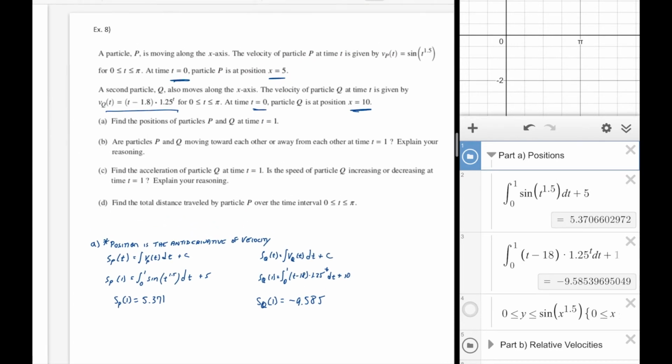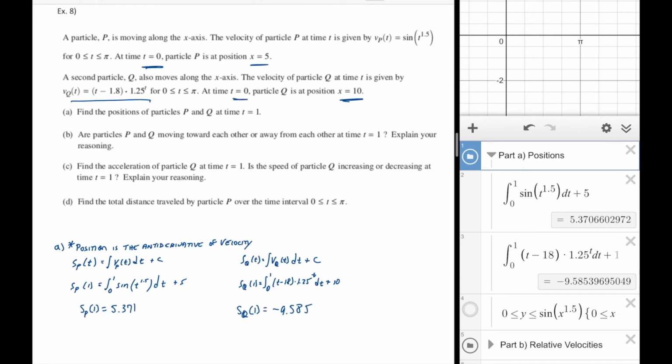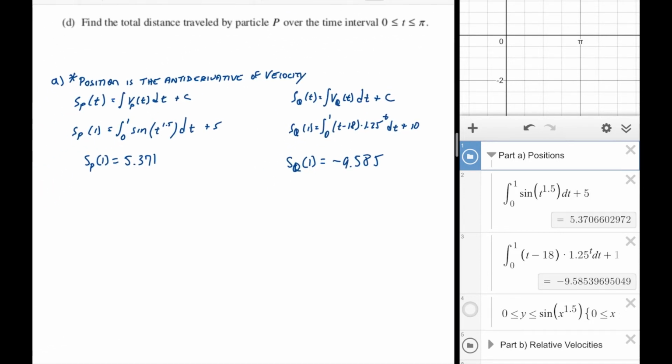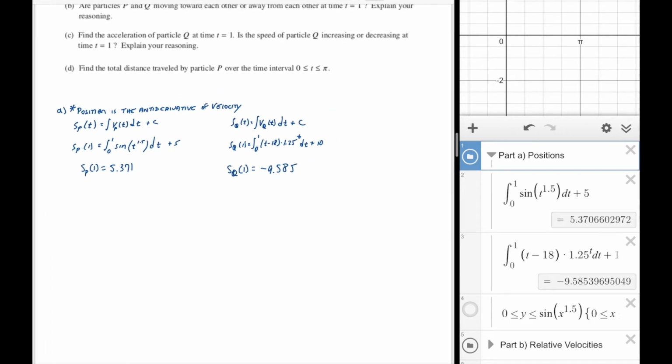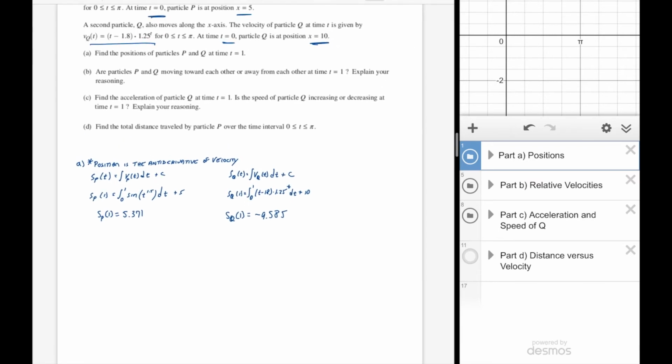Now, do we have any units? No units are given, so we don't know if this is meters, feet, or if time is hours, whatever. We've got the positions relative to 0. We've been given the velocity function, and the antiderivative of velocity gives us our position, starting from the initial position. So there's part A. Let's take a look at part B.